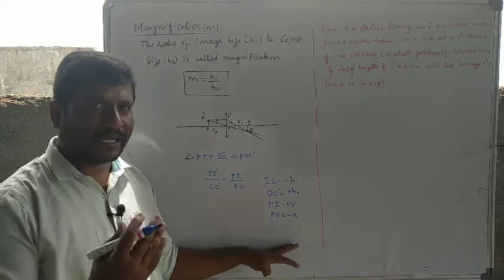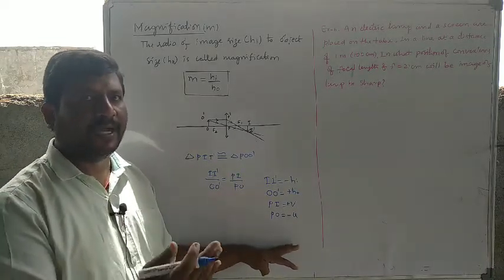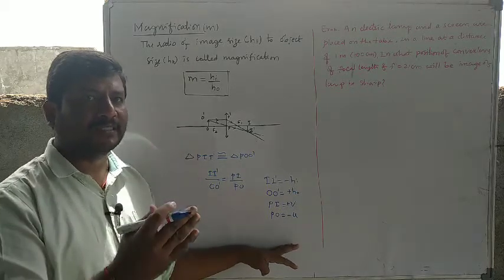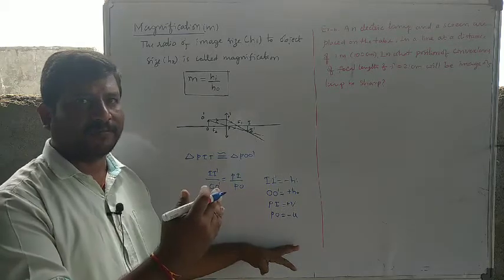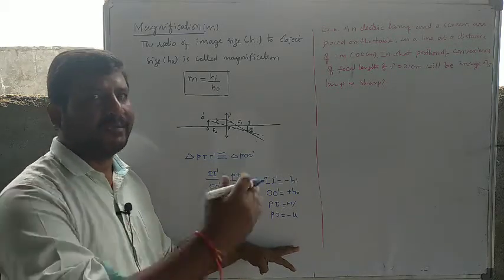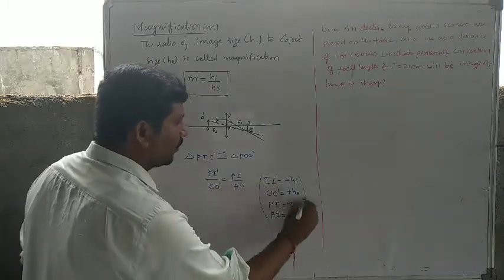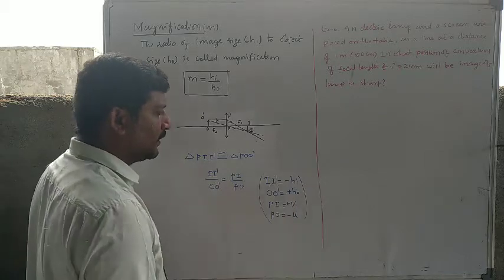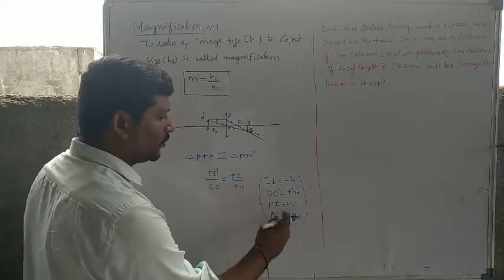So according to sign convention rules, heights measured downwards should be taken as negative, heights measured upwards from the principal axis should be taken as positive, distances measured opposite to the direction of the incident light should be taken as negative, and distances measured in the same direction as the incident light should be taken as positive. So these are the values: II dash equals minus HI, OO dash equals plus HO, PI equals plus V, PO equals minus U.